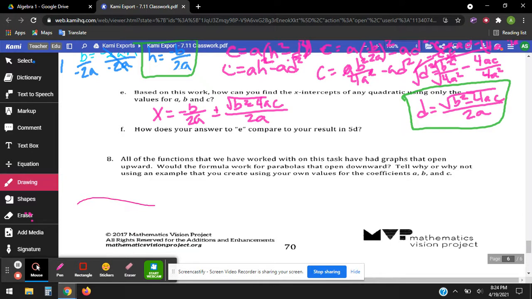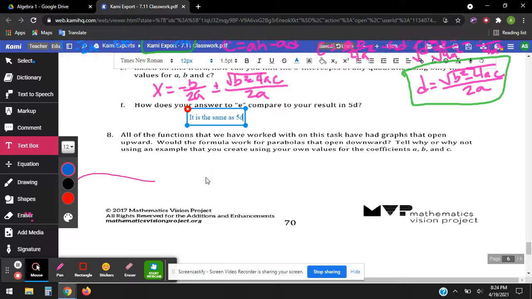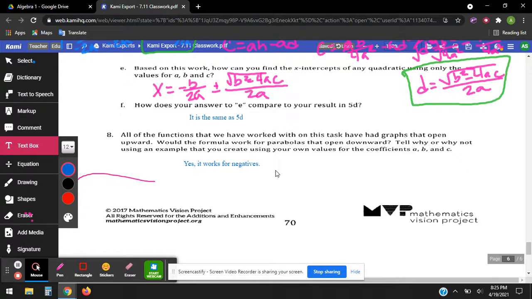Whatever. All right. How does E compare to what we had in 5D? It is the same as 5D. All the functions we have worked with in the last task have the graphs open upward. Would it work for parabolas that open downward? Tell why or why not, using an example. We have done so many proofs right now that I am going to basically tell you, yes, it works for negatives. You can try it and see that for yourself. Otherwise, you can trust me. We are not going to take the time to do it on here.